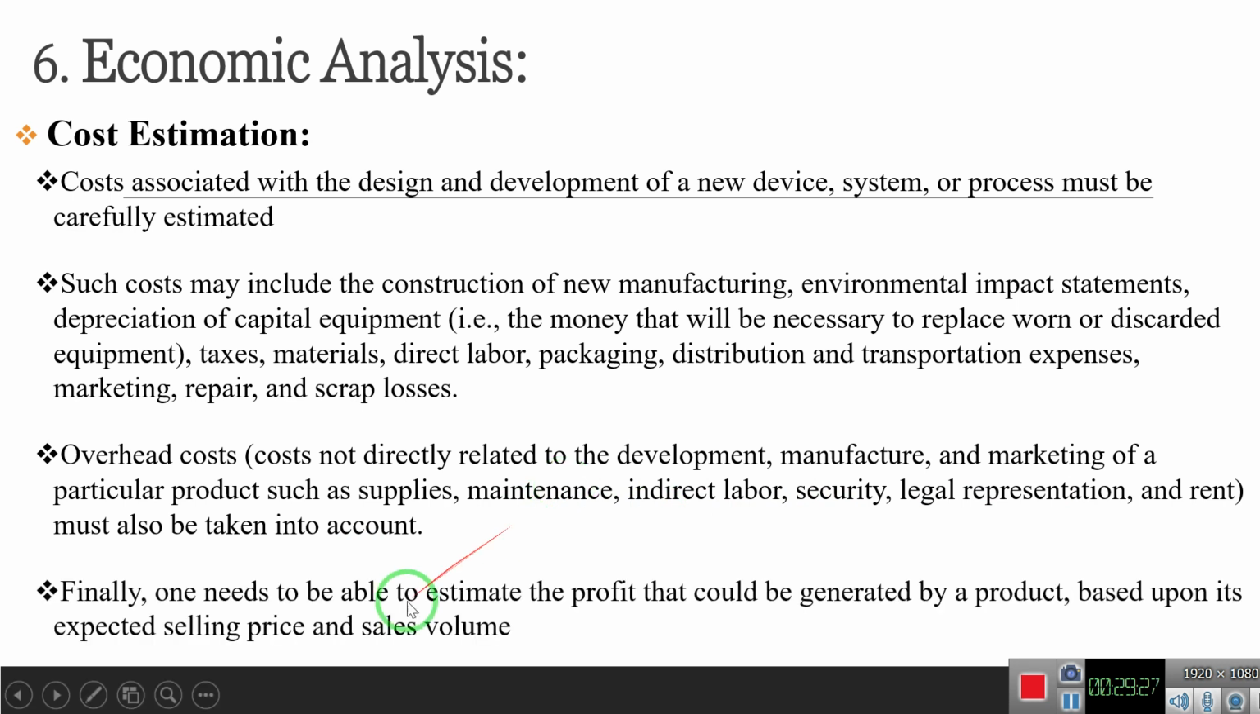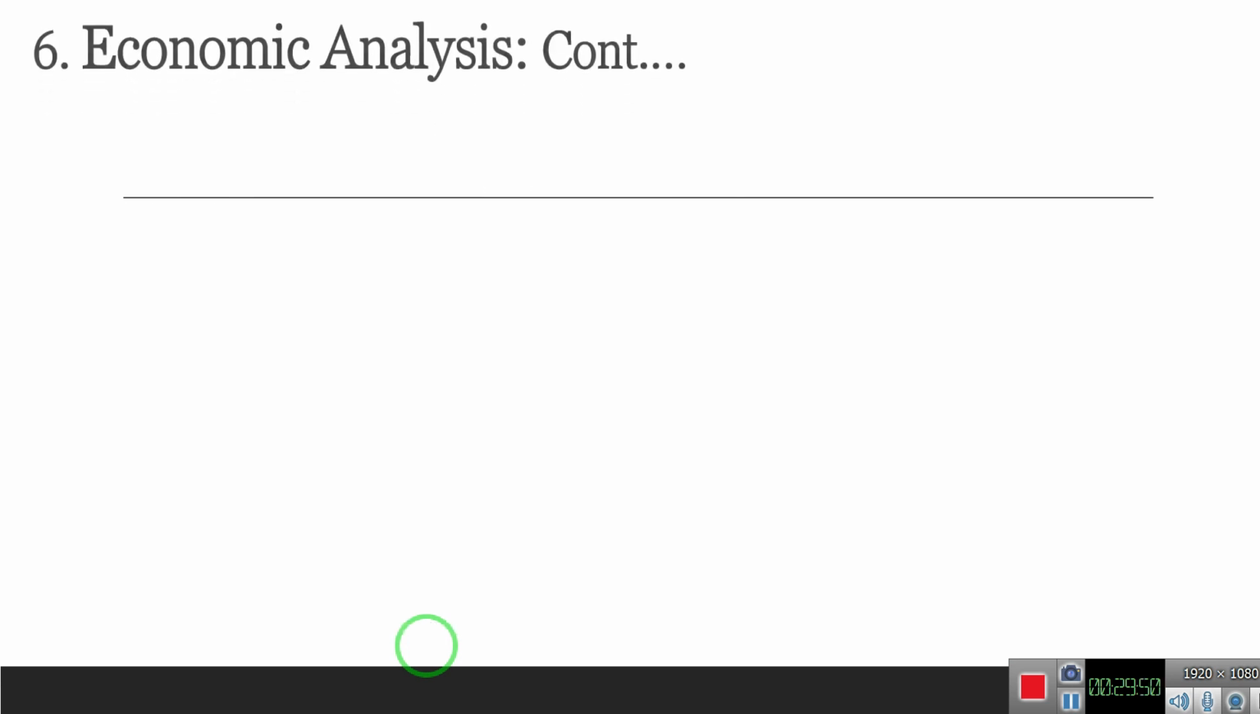Next, finally, one needs to be able to estimate the profit that could be generated by a product based upon its expected selling price and sales volume. So, what is the profit? We have to check now. So, these are the cost estimations. Three steps are there. One is direct, one is indirect, one is final profit. These three are there. Next, continuation.